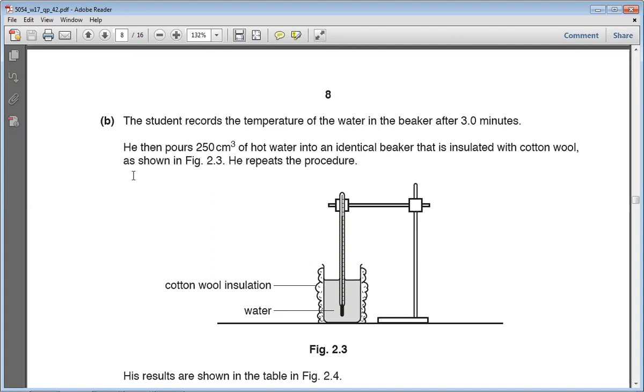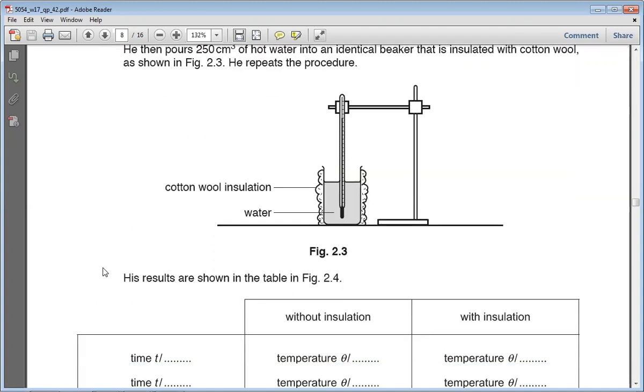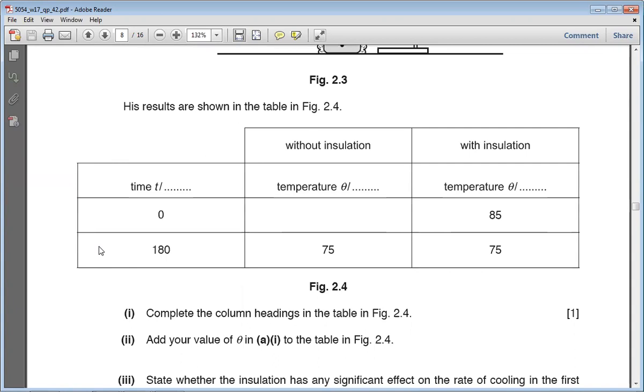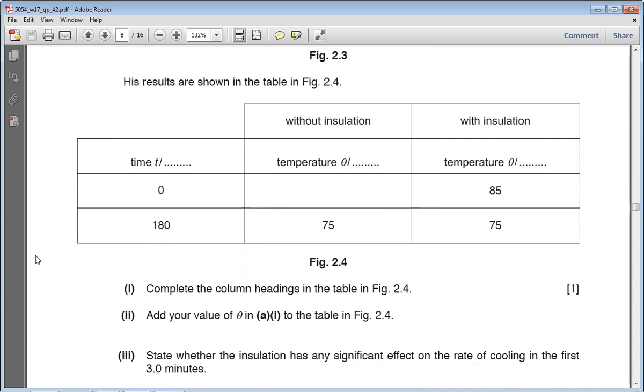So you have put insulation around that beaker, and same, you have a thermometer in it. His results are shown in figure 2.4. Complete the column headings in the table in figure 2.4.